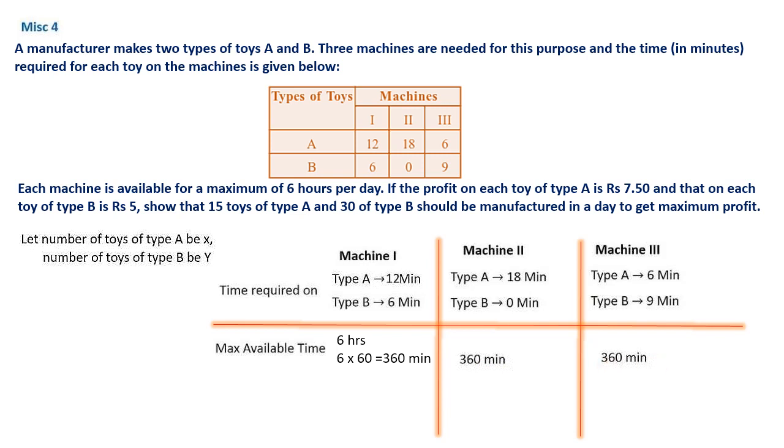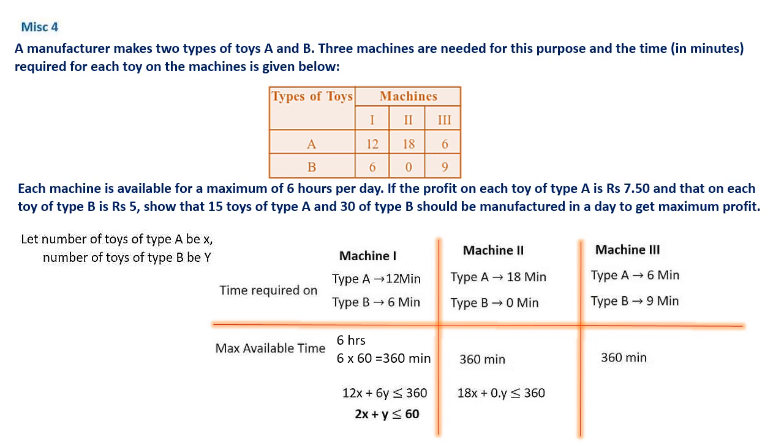Let's write the inequality. 12 into x plus 6 into y is maximum available time. Maximum means it should not exceed 360. Means 12x plus 6y less than or equal to 360. There is a common quantity available, we can just divide by 6. So 2x plus y less than or equal to 60 we will get.